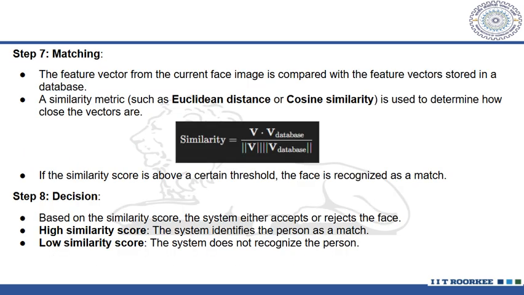Step 7, matching. The feature vector from the current image is compared to stored vectors using a similarity metric such as Euclidean distance or cosine similarity, as you can see in the formula of the similarity here. And the last step is decision. Based on the similarity score, the system either recognizes the face or rejects it. With a high similarity score, the system identifies the person as a match, and with a low similarity score, the system does not recognize the person.